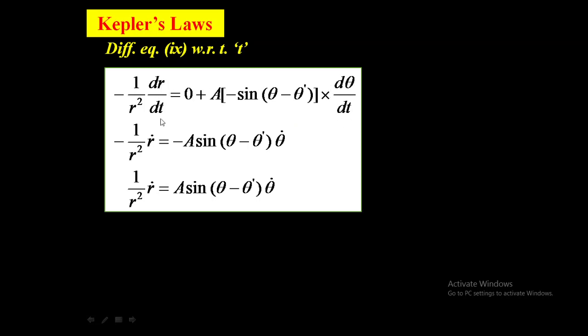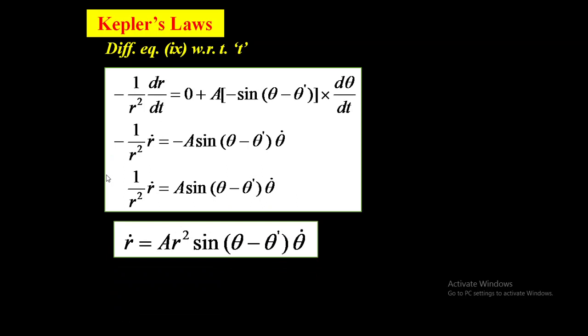Now you know that dr by dt in classical mechanics I can write as r dot, and d theta by dt I can write as theta dot. Minus minus cancel out, so we will get 1 by R square R dot is equal to A sine theta minus theta dash into theta dot, after differentiating equation number 9 with respect to time t. Now I will bring this R square to the right hand side, so I will get R dot is equal to AR square sine theta minus theta dash into theta dot.